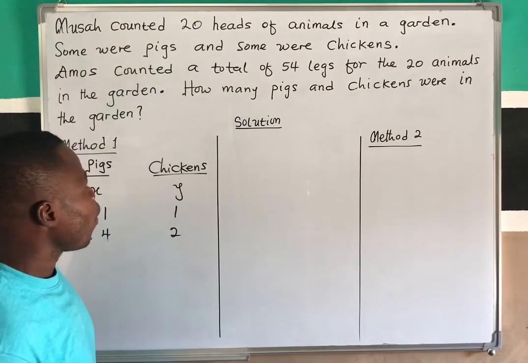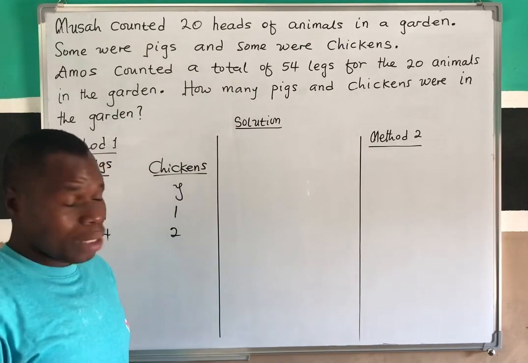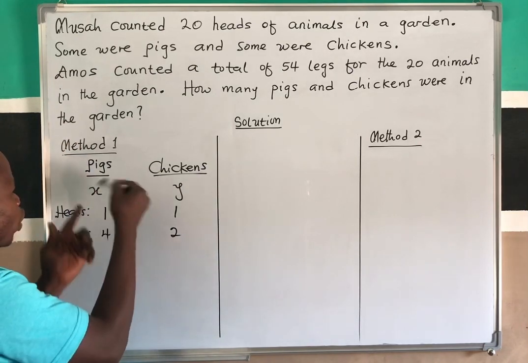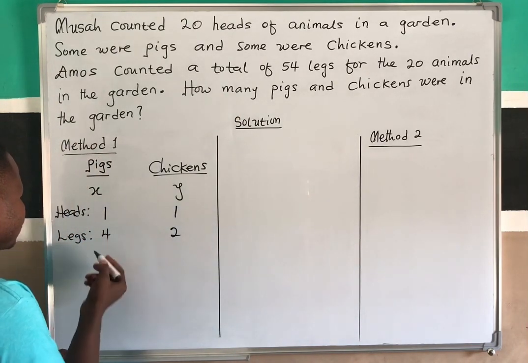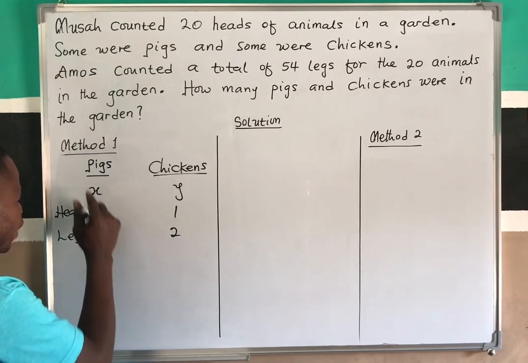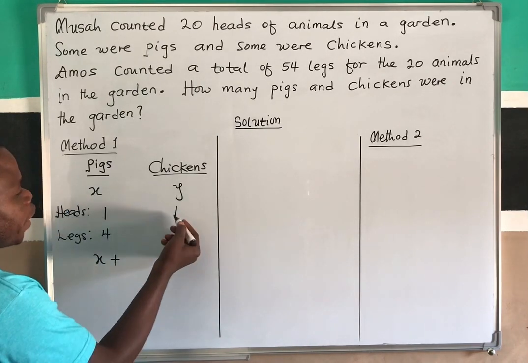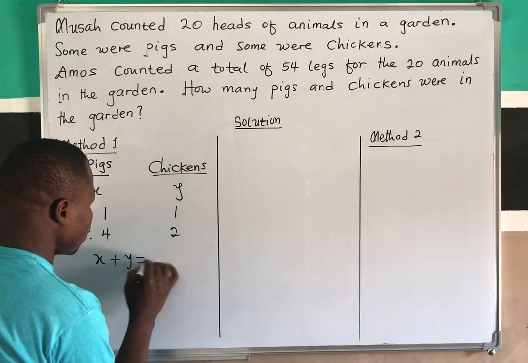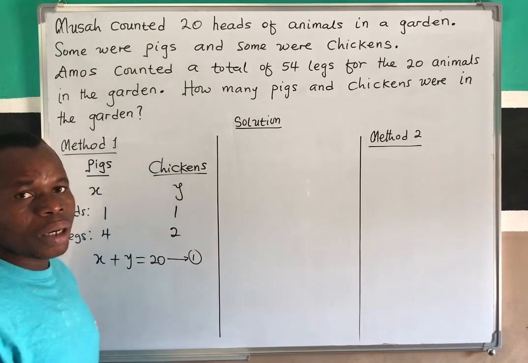Now, from the question, the total number of heads of the animals in the garden is 20. So what I'll do is that I will take each of these and multiply by their total and equate to 20. So I will take the number of heads of pigs and multiply by their total, that is x. 1 times x is x. Plus heads of chickens, 1 times their total, which is y. So 1 times y is y, which is equal to their total, 20. Then let's call this one equation 1.